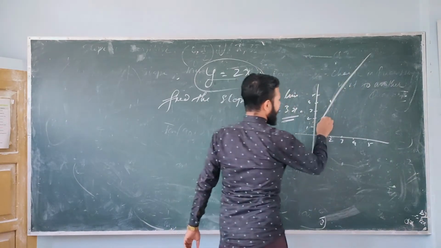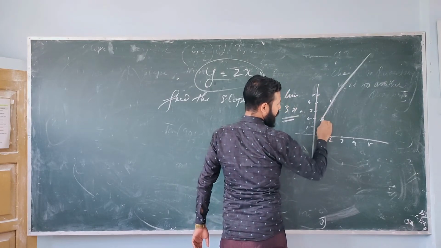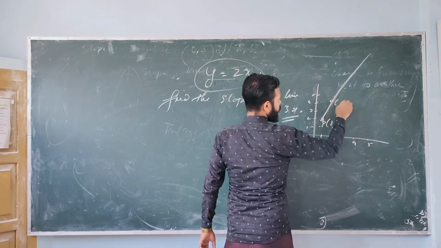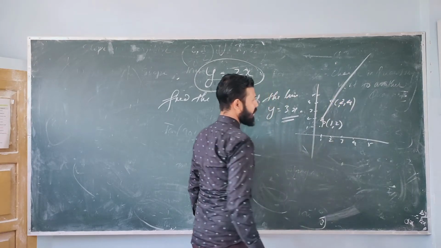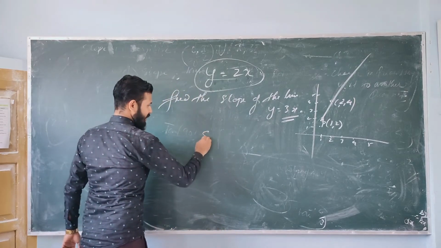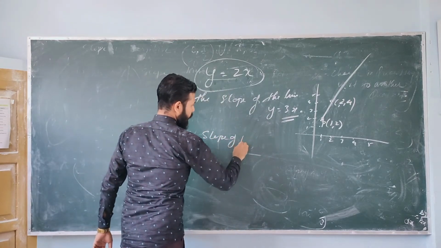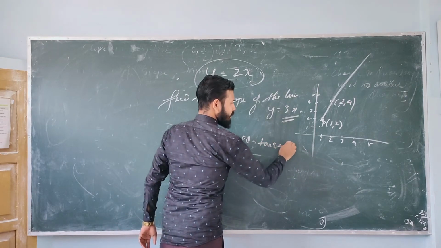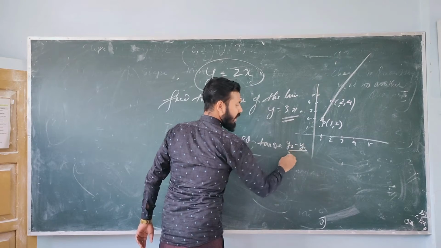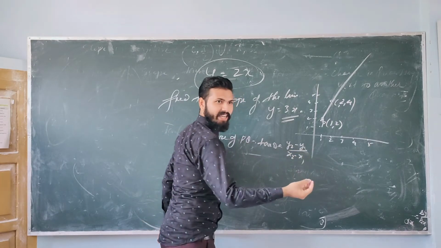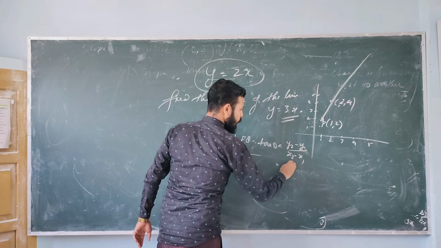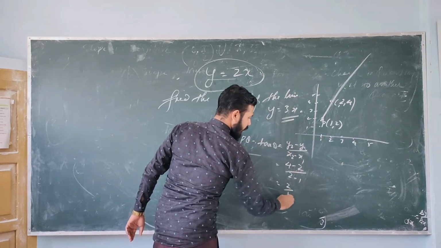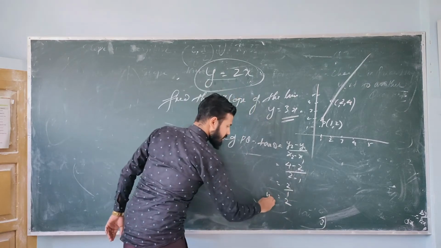Here is a point. Let us call it P, which is (1,2). And this point Q will be (2,4). Found it? Good. So what will you do? Slope of PQ equal to tan theta, which equals y2 minus y1 by x2 minus x1. What is y2? y2 is 4. So 4 minus 2 over 2 minus 1 is 2 by 1, which is 2. Then the slope is 2.